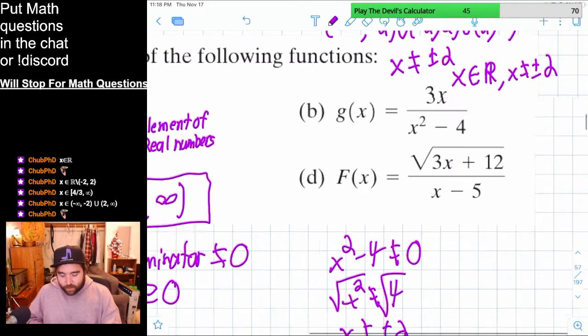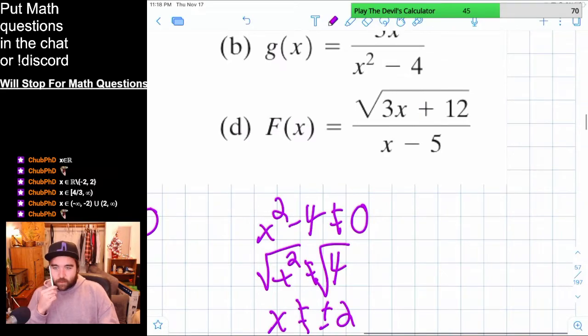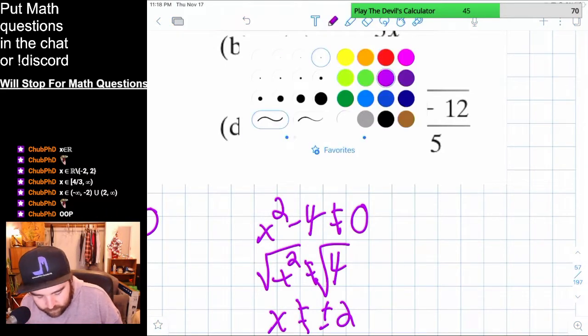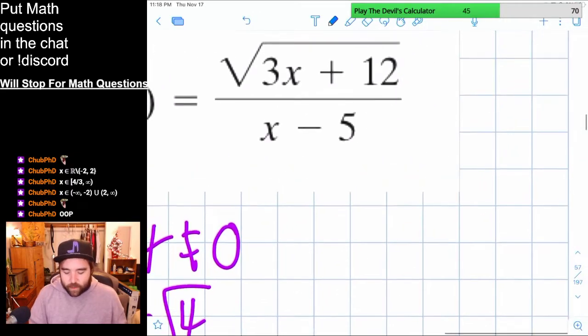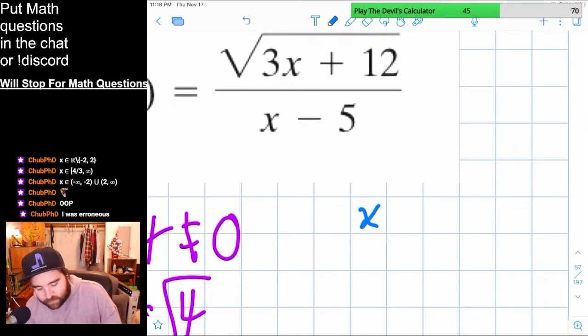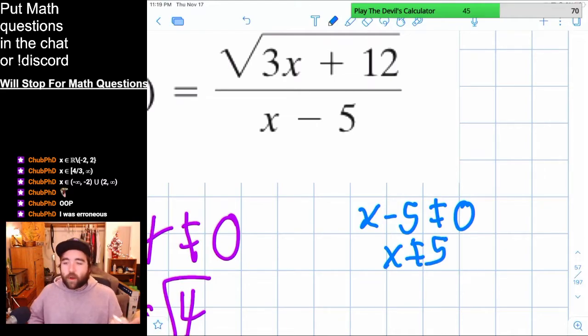And then lastly, for D, you see D, we actually have two problems. So that's pretty interesting. Let's switch a different color so it looks cleaner. So we have two problems here. So the first problem that we have is with the denominator. So we have to say that that denominator cannot be equal to 0, which means that x cannot be equal to 5. So that's one problem that we have.